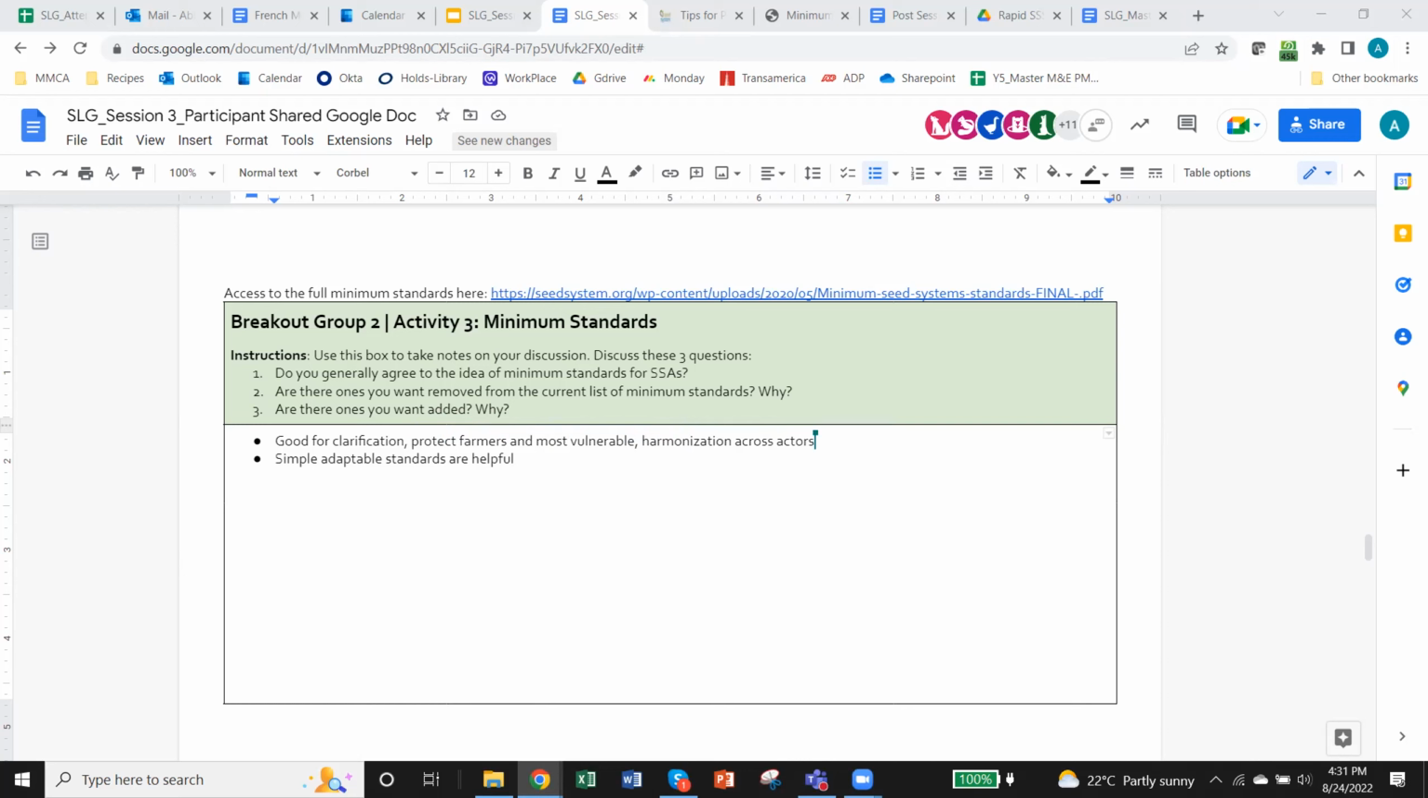Can I come in? Sure. I also agree that we need to have minimum standards, but we might need to be a little bit clearer and have standards for formal seed systems and non-formal seed systems. That would give us some guides when we want to utilize seed from both systems. Thank you.